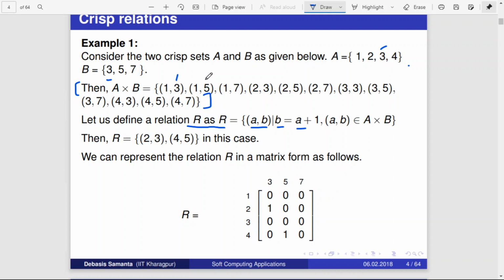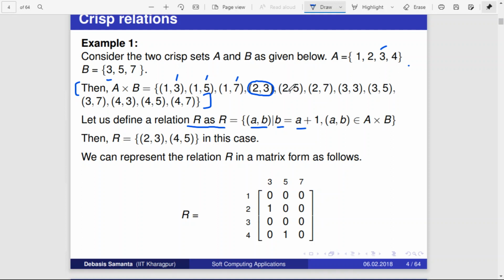If you take this, is B equal to A plus 1? No. Is B equal to A plus 1? 1 plus 1 is 2. This is 7. No. This one, is B equal to A plus 1? Yeah, A is 2. 2 plus 1 is 3. That is B. So this is one element which can come into R.